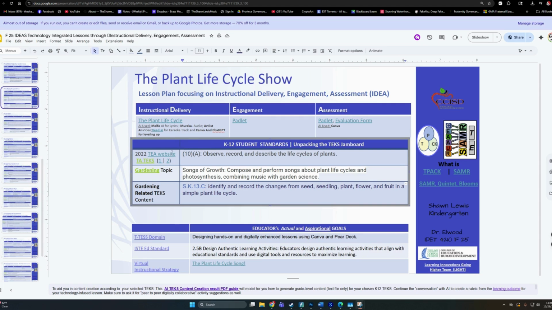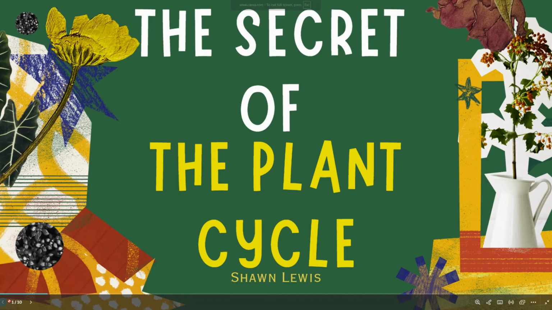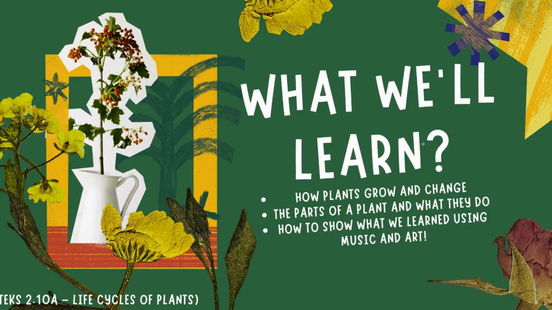As we go down on the slide, you'll see my TEKS. And below, you will see my gardening topic, which is songs of growth. And my garden related TEKS is identify and record changes from seed, seedling, plant, flower, or fruit in a simple plant life cycle. And here's my presentation over the plant life cycle by me.